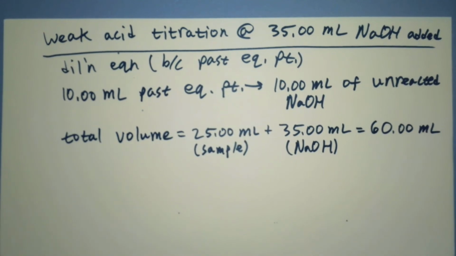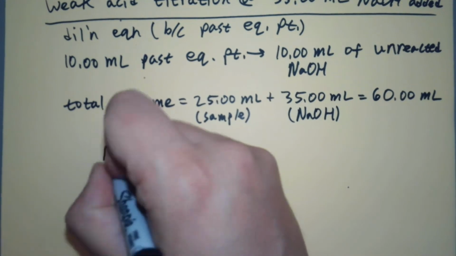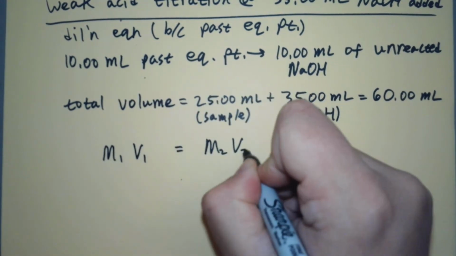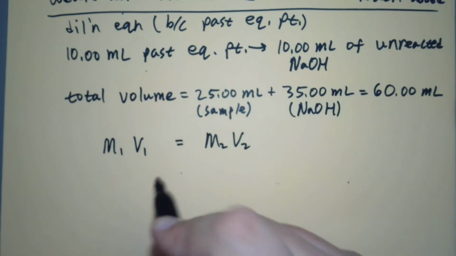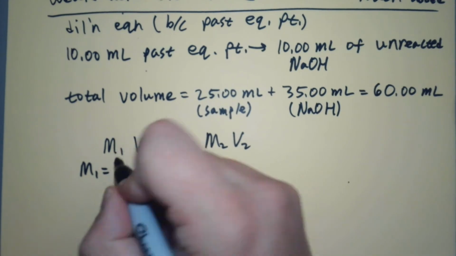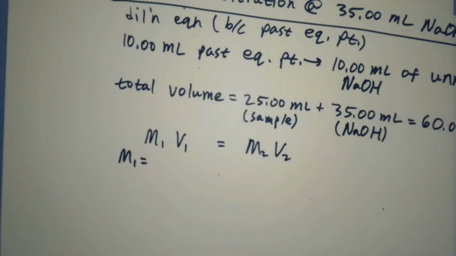Okay. And so when we set up our M1V1 equals M2V2, M1, that's our initial molarity of our NaOH, which was 0.1 molar.